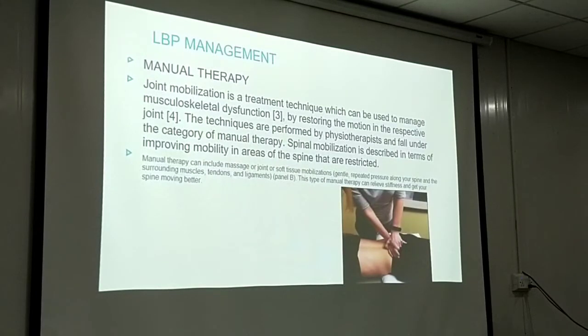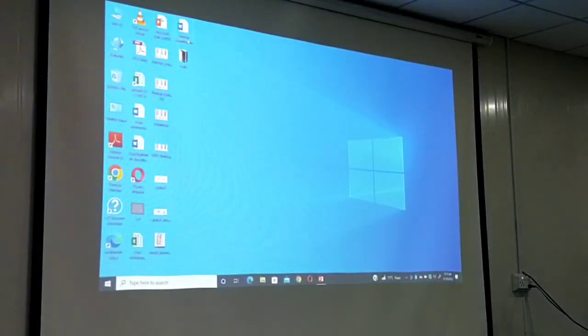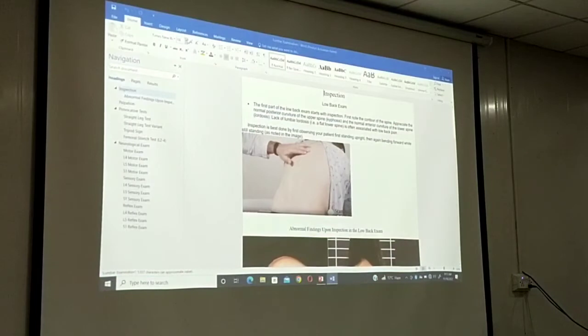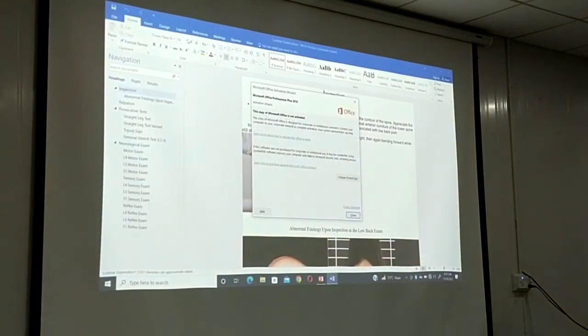This is the physical therapy management of low back pain. But before going into the management, I will share the lumbar examination, which is very important to rule out the underlying condition of low back pain.